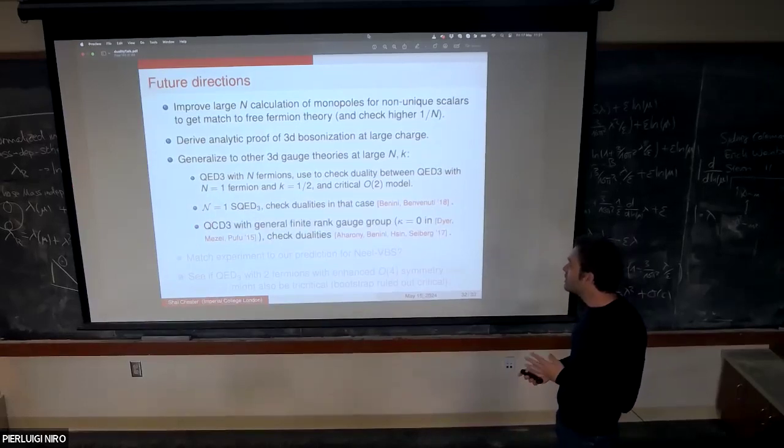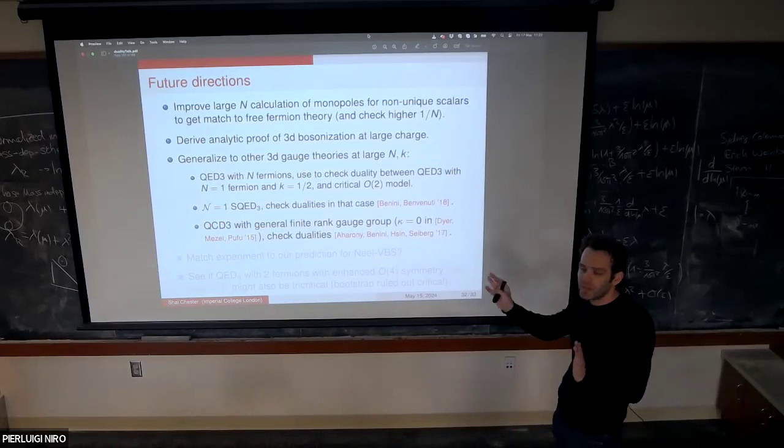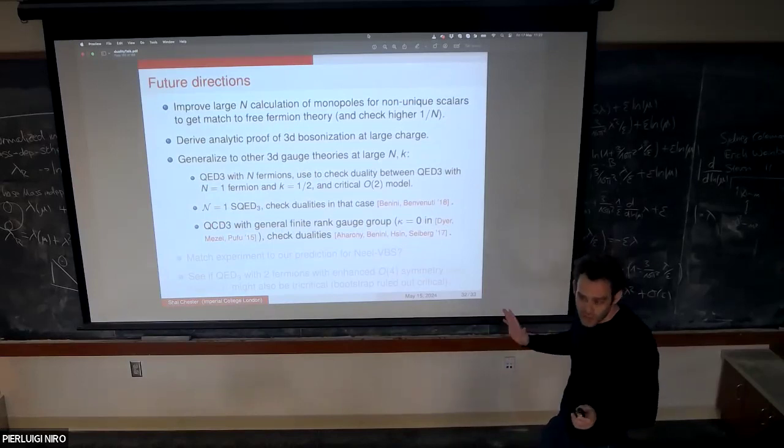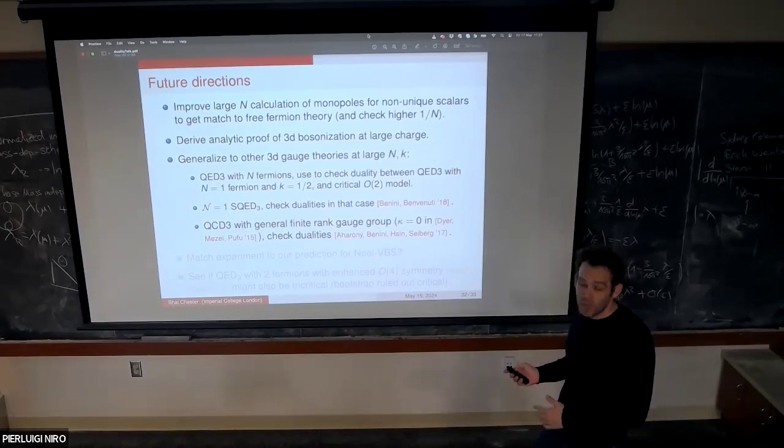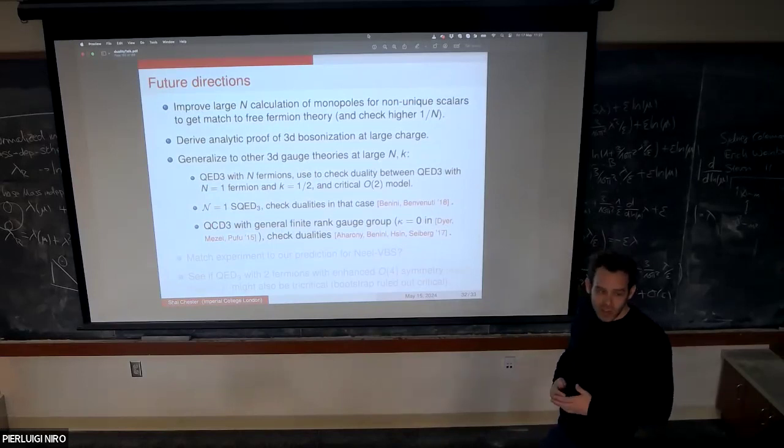Finally, you could look at QCD3 for some finite values of the rank. There are yet even more dualities in that case. So there's a huge family of these QCD3, QED3 theories, for which you can do multiple calculations and check all kinds of dualities. I hope to motivate people to look into this, because these calculations are challenging, but not too challenging. If someone's interested, I'd be happy to show them the literature and get them started.